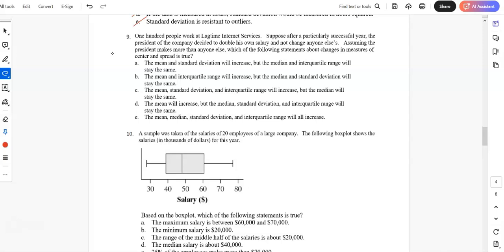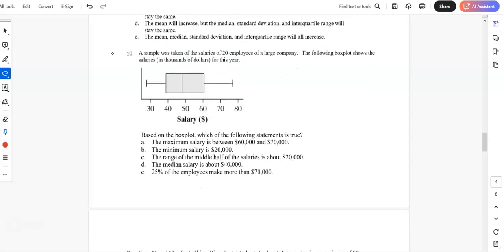The mean and standard deviation will increase. Yeah, they're not resistant, so they're going to increase. But the median and IQR are resistant, so I don't think they're going to be affected. I think that's it.